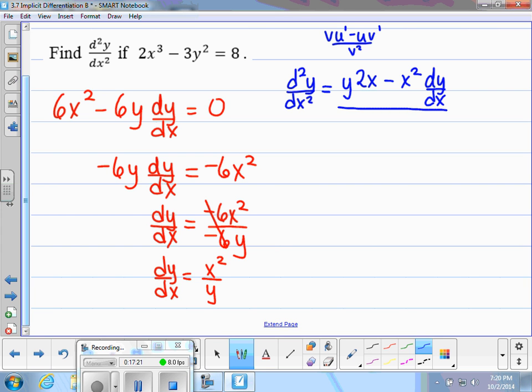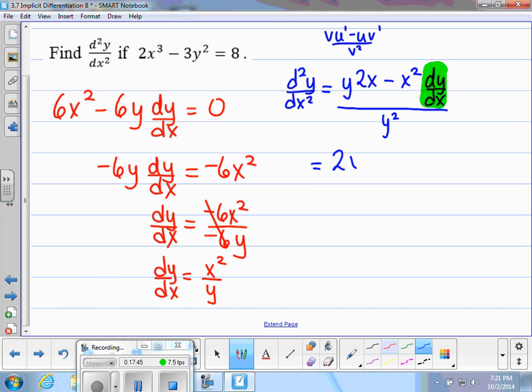All of this above y squared. All right, so once again, there is a dy dx in this equation. Here it be. I need to plug dy dx in there. Can't leave it that way. So let me go ahead and rewrite that a little.